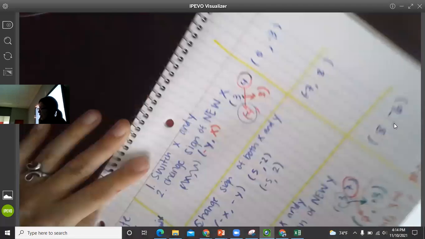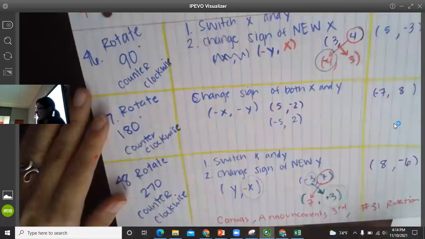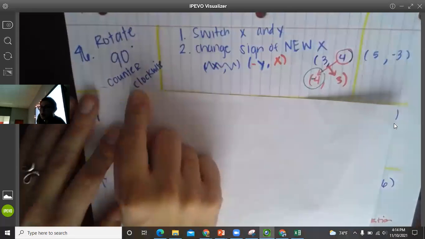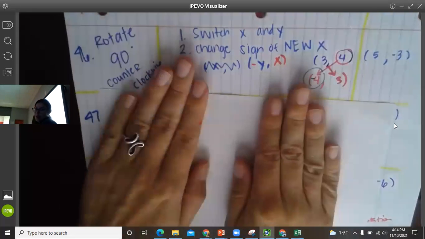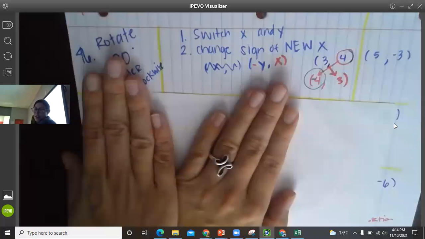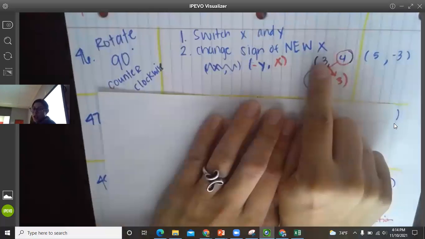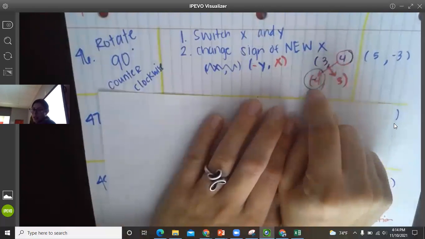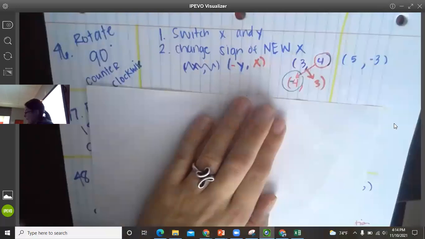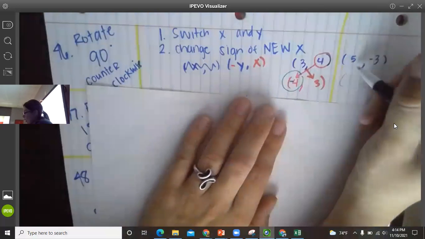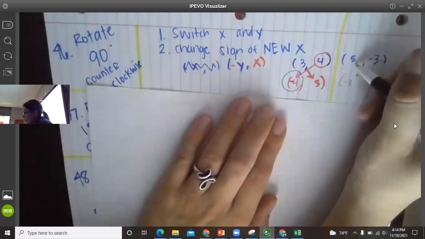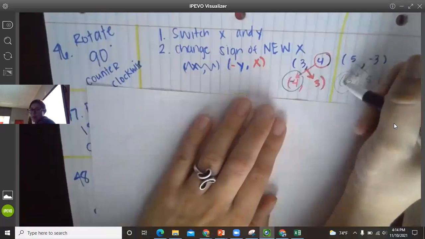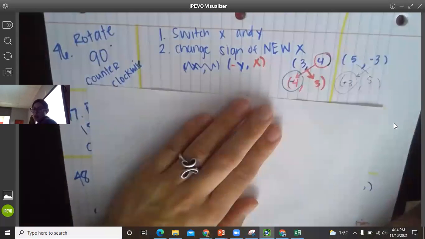All right, here are the notes for 47. So if you rotate it 90 degrees counterclockwise, you have to switch X and Y and change the sign of the new X. So here, the 3 goes here, the 4 goes here. It was positive, now it's negative. So for this one, the negative 3 would go here, the 5 would go here, and change the sign of this one. It's negative, now it becomes positive. Okay, and so then that's what you do.